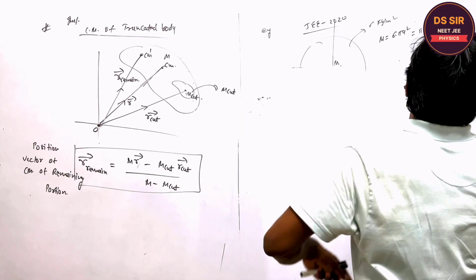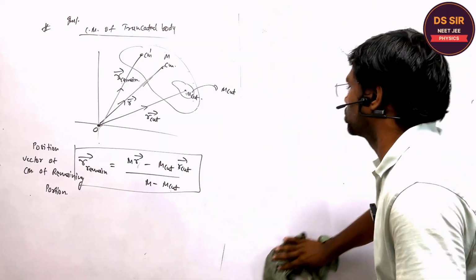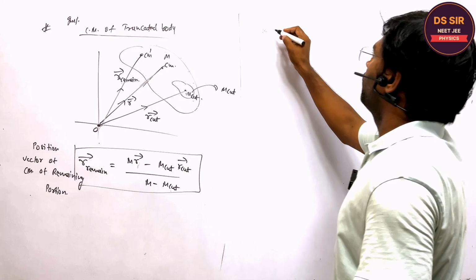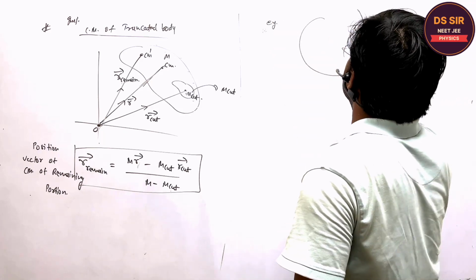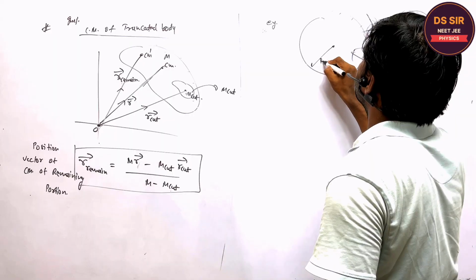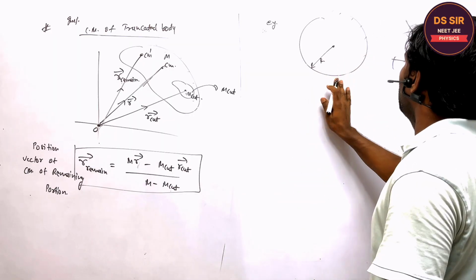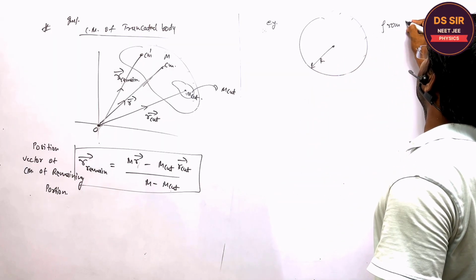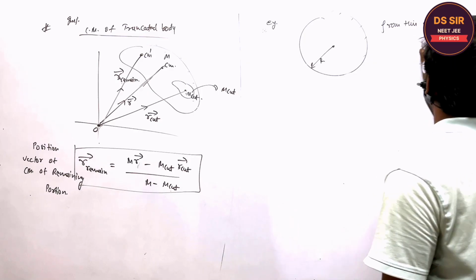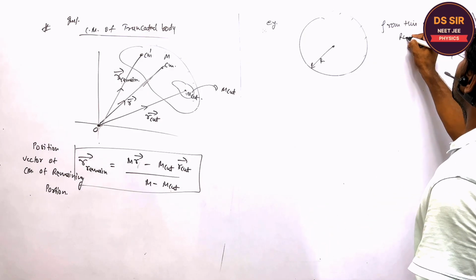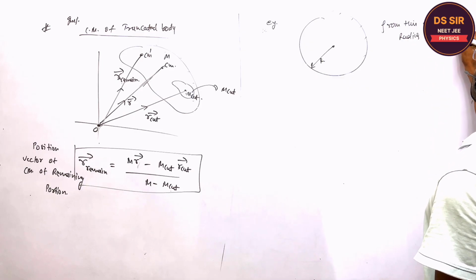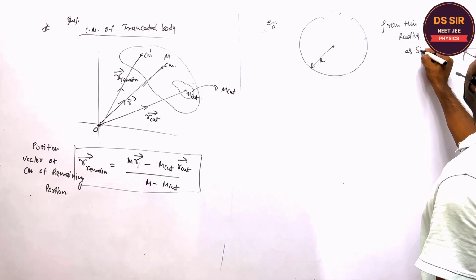Copy this. For truncated body, little tough question, right? On the basis of the volume mass density. For example, suppose we have a solid sphere of radius r. Is it clear or not? Now from this, a sphere of radius r by 4 is cut as shown in figure.